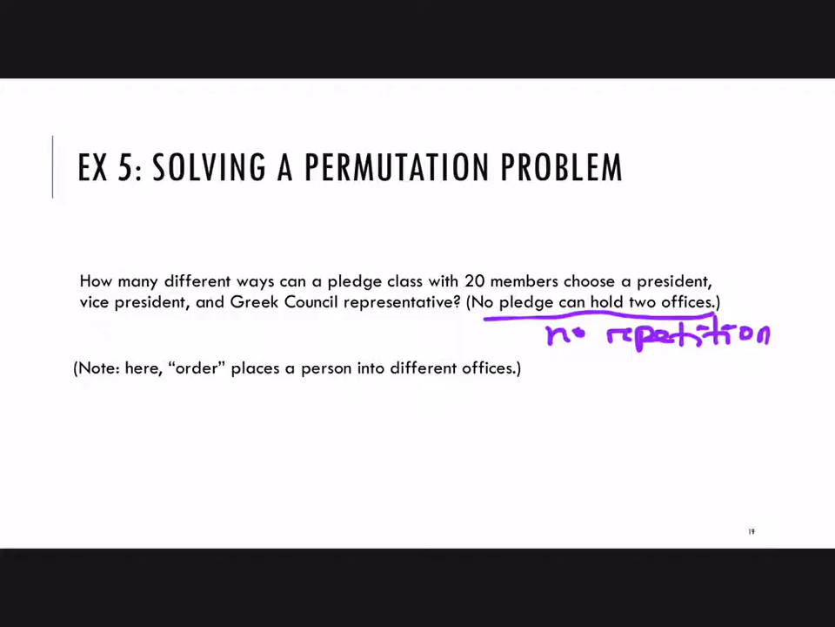And then here we're using a different meaning of the word order. We're using it to represent the differences between these 3 different roles. So if we chose person A for president, person B for vice president, and C for the representative, that's different than if we switched things around and had B as the president and A as vice president. So there's an implied order, or just a distinction between those different offices. Okay, so how many different ways are there to do this?